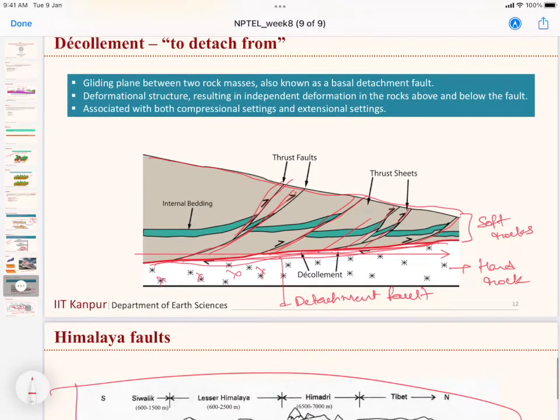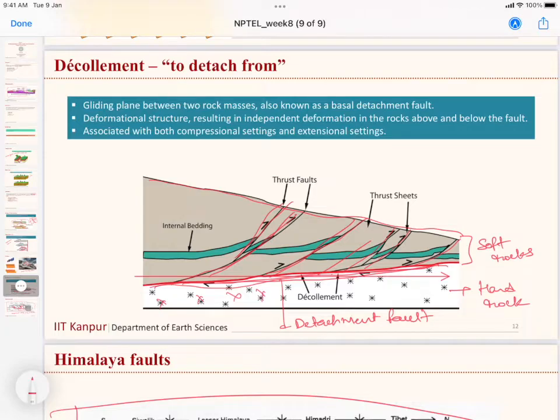So, yes, this is okay. Before ending, let us see the definition of the décollement. It is a gliding plane between two rock masses, which is also known as the basal detachment fault or the basement fault. It is a deformational structure resulting in independent deformation in the rocks above and below the fault, and it is associated with both compressional and extensional settings. So, if it were in an extensional setting, there would be a normal fault, then there would be no thrust faults, correct? Since this example shows the compressional setting, that is where these thrust faults are forming. But if we take the example of the extensional setting, then in place of thrust faults, normal faults will happen, but the overall look of the scenario would be like this only. Clear?